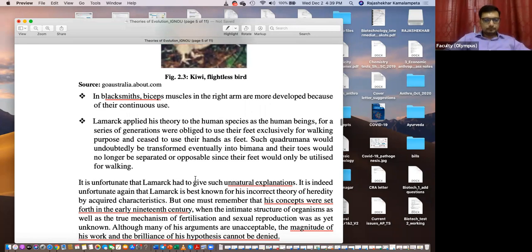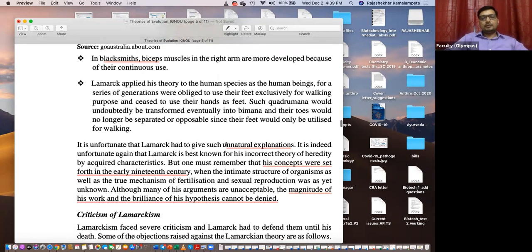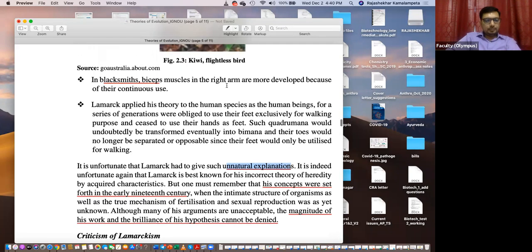Where did he go wrong? So mostly because of unnatural explanations. The explanations that we are seeing here are unnatural. We thought that by stretching, they would have long necks. Or people, we also have an example, blacksmiths.